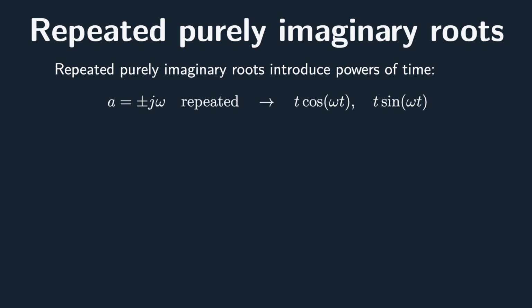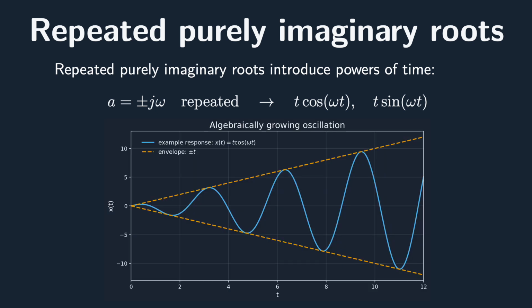That means the oscillation is not growing exponentially, but its amplitude still grows over time. This is an example of algebraically growing oscillations. If roots are repeated more times, higher powers of time can appear. But the example shown here gives linear algebraic growth.